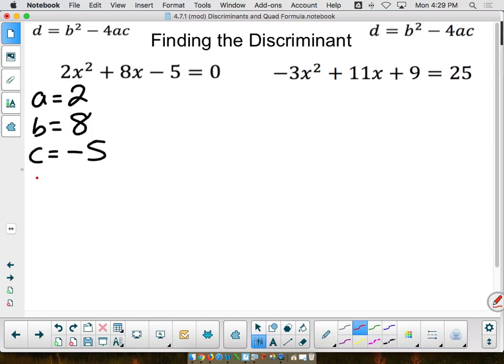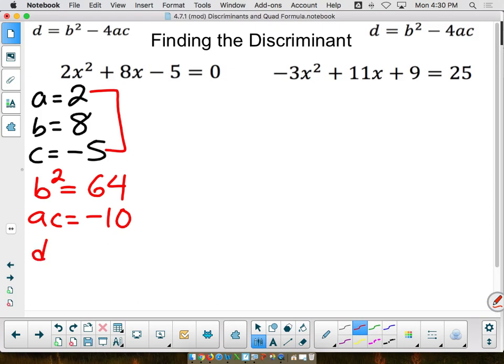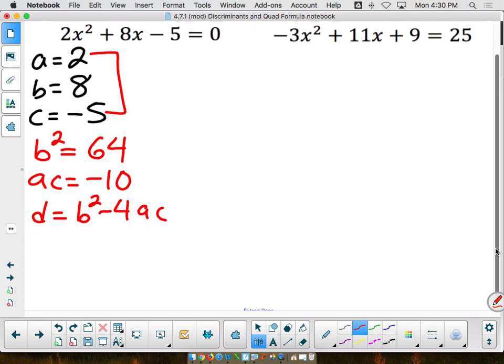The next thing I like to do is 2 more calculations. What is b squared? What happens if you take the b value and square it? And what happens if you do a multiplied by c? So b squared is 8 squared, which is 64. a times c is 2 times -5, so that's -10. Then to find the discriminant, I have to do b squared minus 4ac, which now becomes 64 minus 4 times -10.